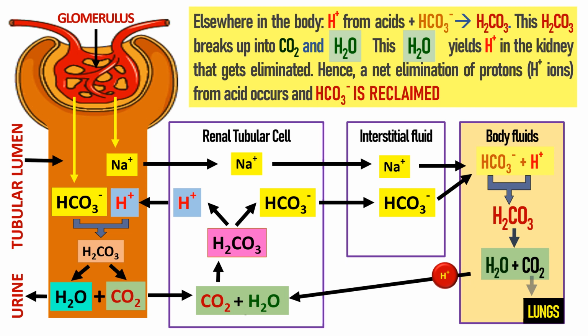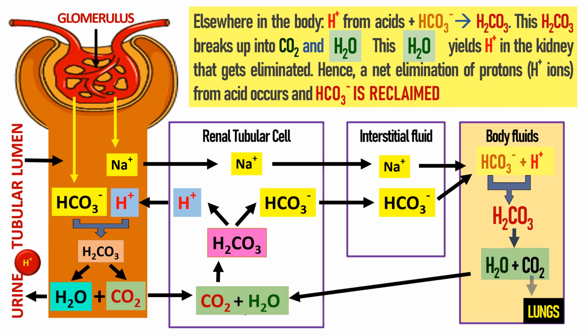Let's go through the renal mechanism involved in maintaining acid-base homeostasis. Please observe the schematic diagram. Bicarbonate ions and sodium ions are filtered by the glomerulus and enter the filtrate in renal tubules. Hydrogen ions enter the renal tubules from the renal tubular cells. The hydrogen ions are derived from carbonic acid, which is formed due to the action of carbonic anhydrase.